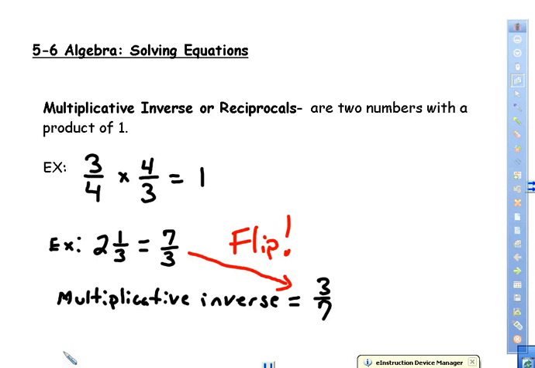All right, good afternoon. It is section 5-6, Algebra, solving equations. Okay, what I want you to do is go ahead and hit pause and copy this down. So go ahead and do that first.